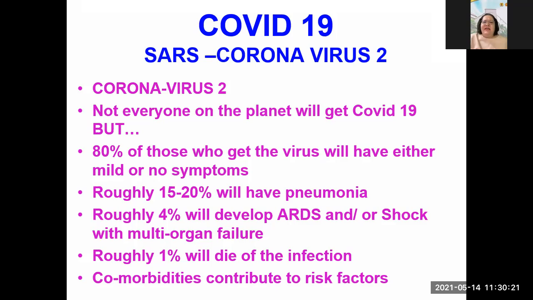So definitely, we should still be vigilant. We should still social distance. We should still keep the social distancing at 2 meters apart or 6 feet apart. Wear masks, wear face shield, wash our hands all the time, sanitize our hands, and avoid gatherings.